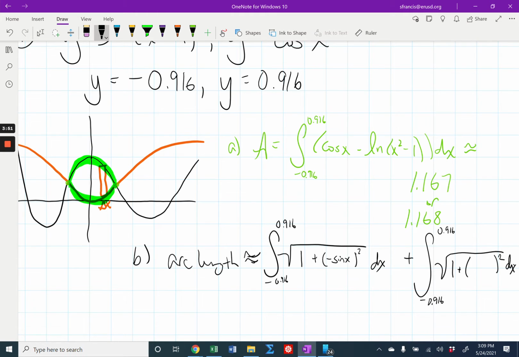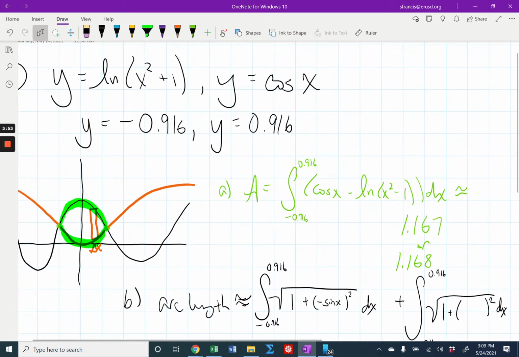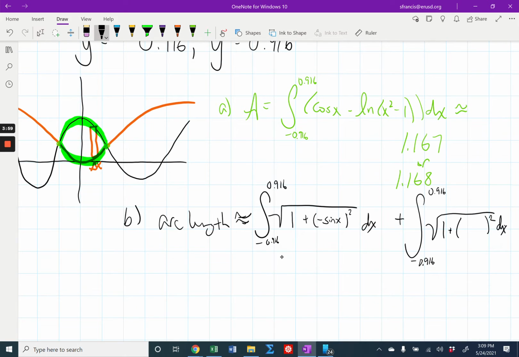Now I'm going to take the derivative of the natural log of x squared plus 1. So the derivative of natural log is going to be 1 over the input, 1 over x squared plus 1, times the derivative of the input, which is 2x. So I'll put the 2x in the numerator. So that was a 4-point question right there.